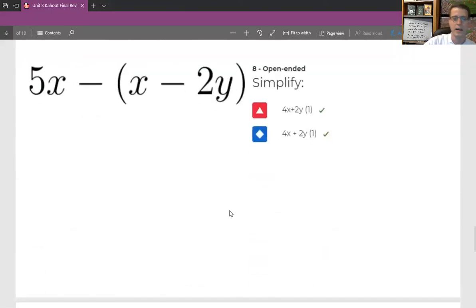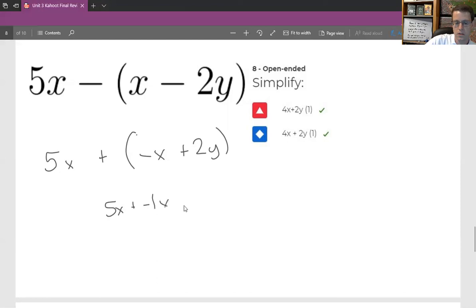Question 8, simplify. 5x minus the quantity, the whole thing, x minus 2y. Well, you can keep, change, opposite of everything here: negative x plus 2y. And so you really then have 5x plus a negative 1x plus 2y. Well, 5x plus negative 1x is 4x plus 2y.